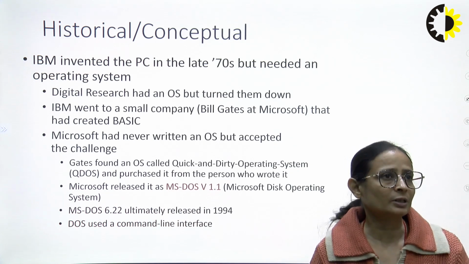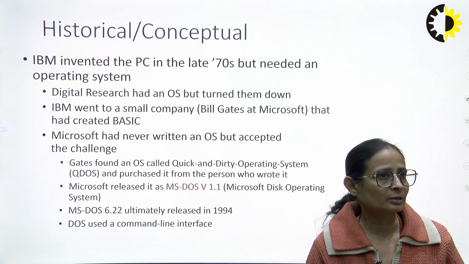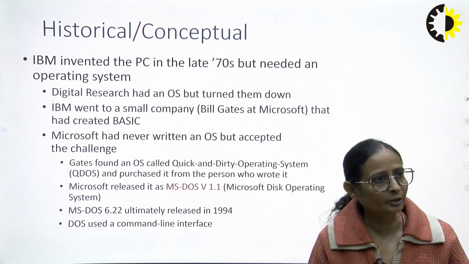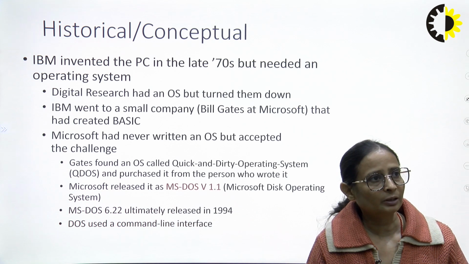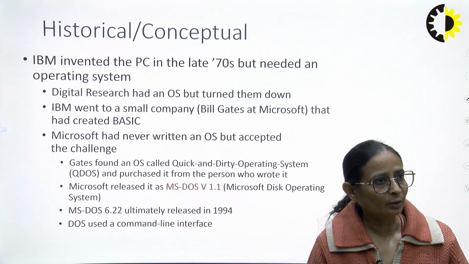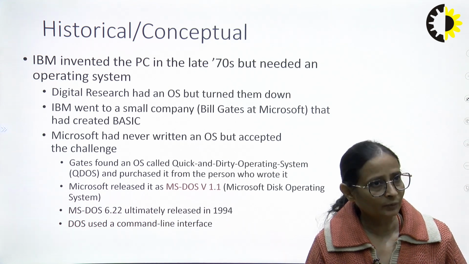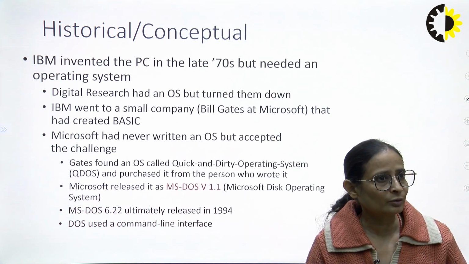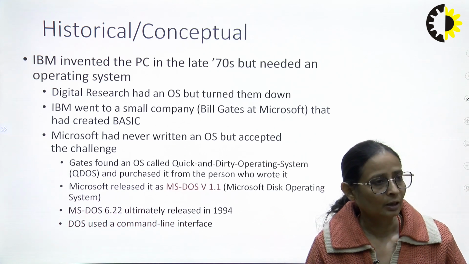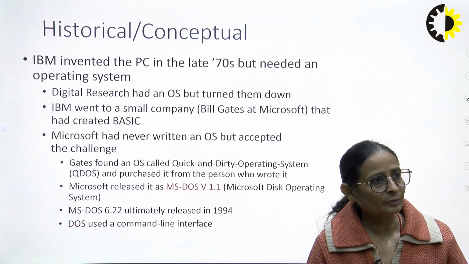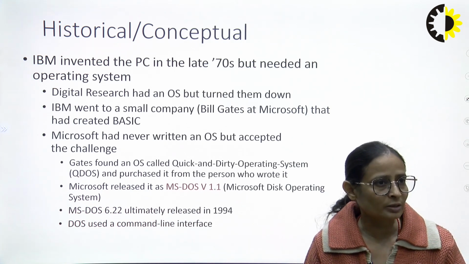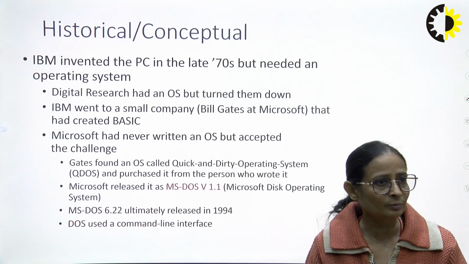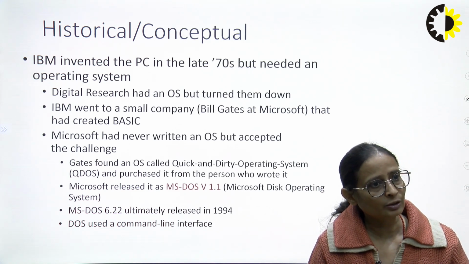So first we will discuss the concept of the command prompt for Windows. IBM invented the PC in the late 70s but needed an OS. Digital Research had an OS but turned them down. So IBM went to a small company, Bill Gates at Microsoft, that had created BASIC. Microsoft had never written an OS but accepted the challenge. Gates found an OS called QDOS, that is Quick and Dirty Operating System, and purchased it from the person who wrote it.